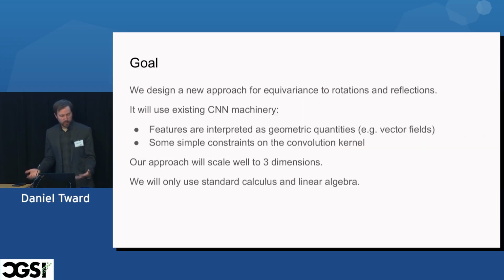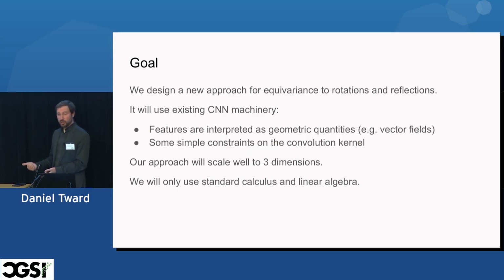So the goal of my work that I'm presenting today is to design a new approach to achieve equivariance to rotations and reflections. Now, this approach is going to use standard CNN machinery, so I'll show you the code for generating a network. It's going to look exactly the same as the previous code I showed you. And it's going to rely on two important ideas.